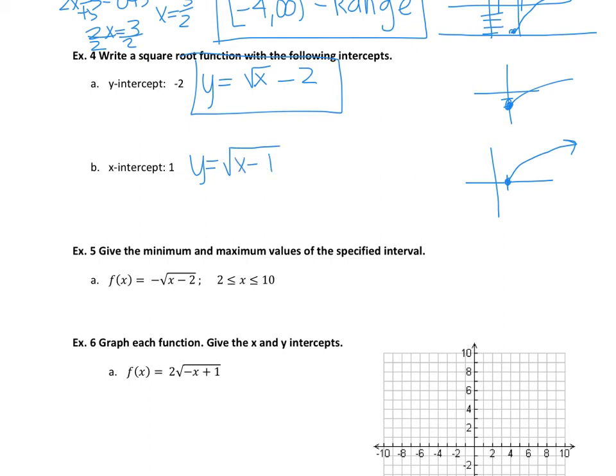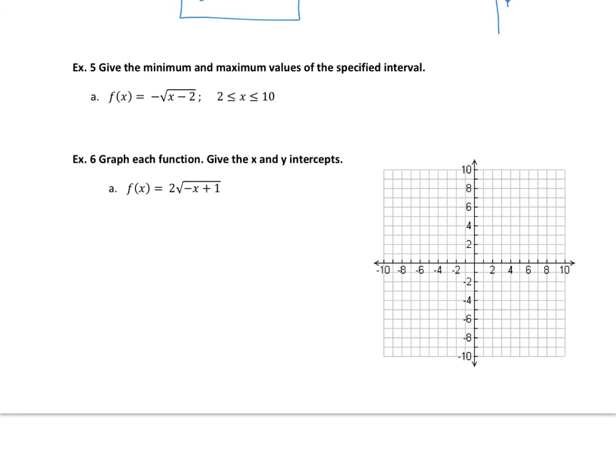And so here they're just trying to help you realize, based off of the x-intercept and the y-intercept, how you could write an equation for a square root function. All right, now example 5. It says give the minimum and the maximum values of the specified interval. So I've given you a square root function and I have given you the interval of 2 to 10 to look at. So you could do this a couple of ways.